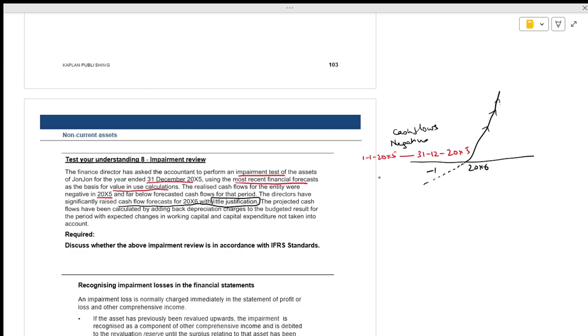The projected cash flows were calculated by adding back the depreciation charges to the budgeted results, with expected changes in working capital and capital expenditure not taken into account. It means the accuracy level is missing. The assumptions are not as per the requirement. If we say that the assumptions are not as per the requirement, it means the first point is that it is not a best estimate.